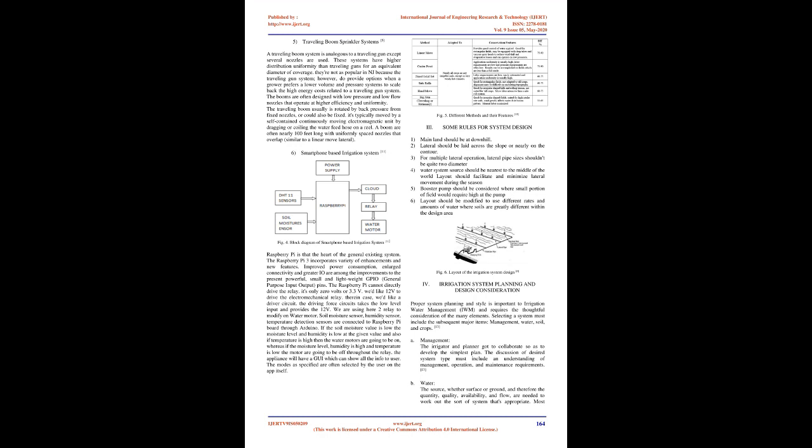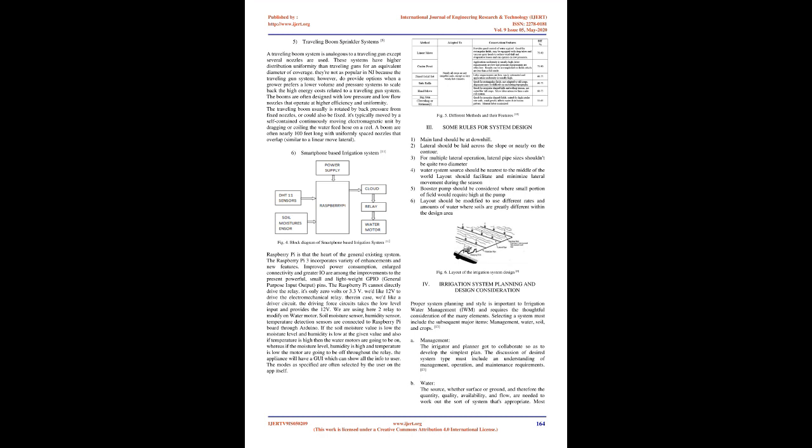5. Traveling boom sprinkler systems. A traveling boom system is analogous to a traveling gun, except several nozzles are used. These systems have higher distribution uniformity than traveling guns for an equivalent diameter of coverage. They're not as popular in New Jersey because of the traveling gun system; however, they do provide options when a grower prefers a lower volume and pressure system to scale back the high energy costs related to a traveling gun system.